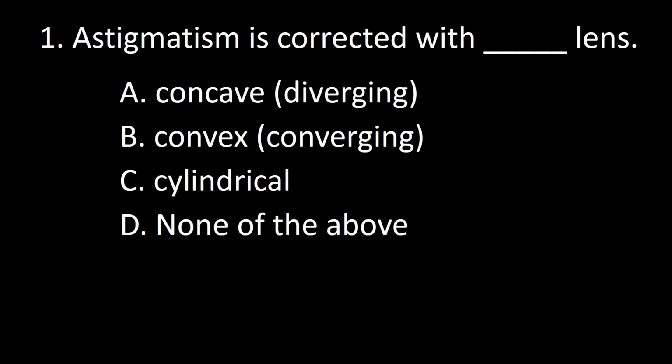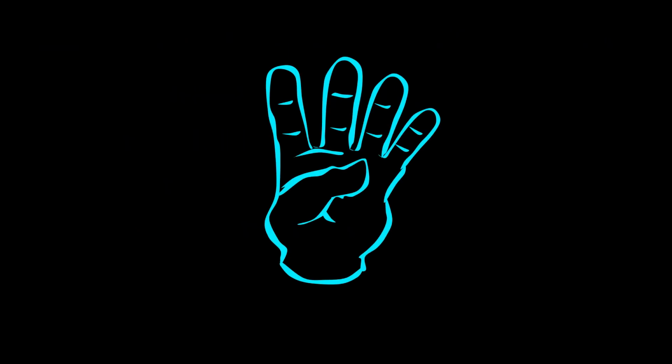The first question is: astigmatism is corrected with dash lens. A. Concave. B. Convex. C. Cylindrical. D. None of the above. In the process of answering this question, we will address 4 conditions.